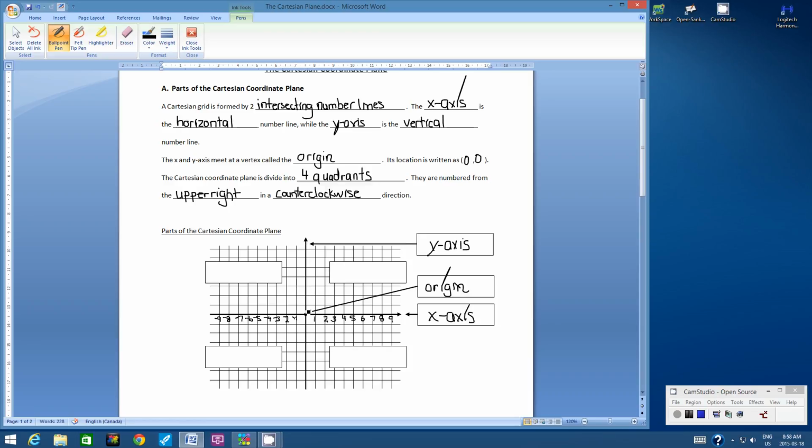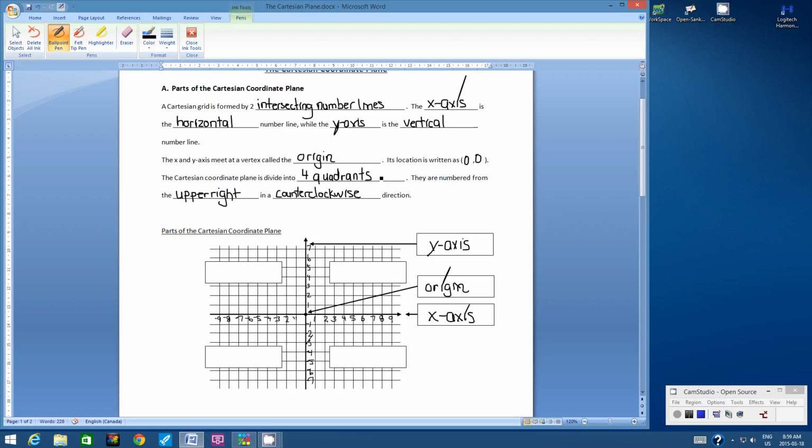Okay, so let's label the y-axis now. As we move upwards from 0, our numbers increase on the positive side. 1, 2, 3. And it looks like this coordinate grid can fit up to +7. And then as we move downwards, our numbers are negative. Now, let's label our quadrants.